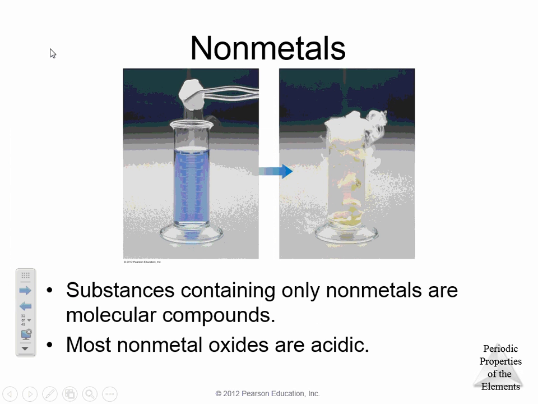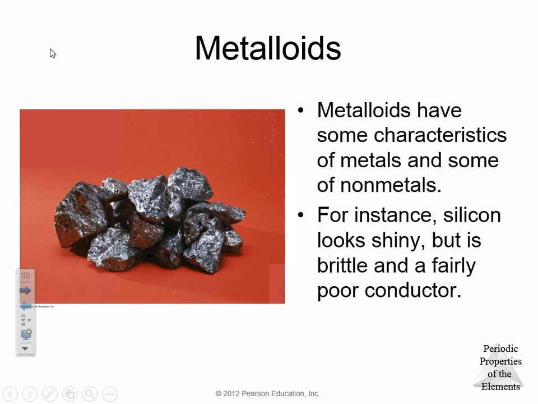Substances containing only nonmetals are what we call molecular compounds. So when we have a metal and a nonmetal, it's going to form an ionic compound. When we have two nonmetals, it's going to be a molecular compound. Most nonmetal oxides are acidic. So P2O5, diphosphorus pentaoxide, for example, two nonmetals, that would be acidic in the solution.